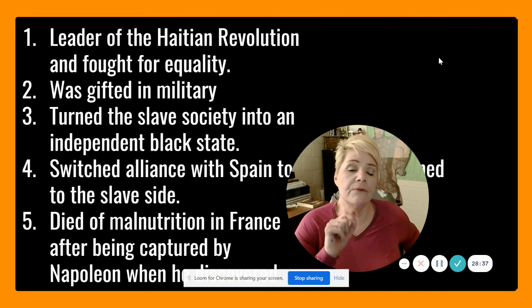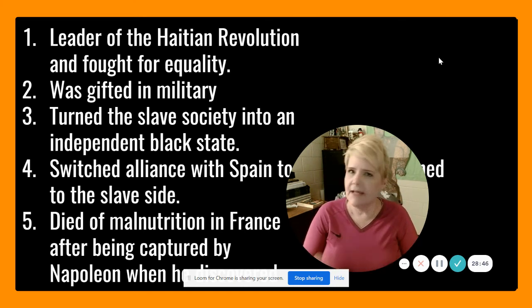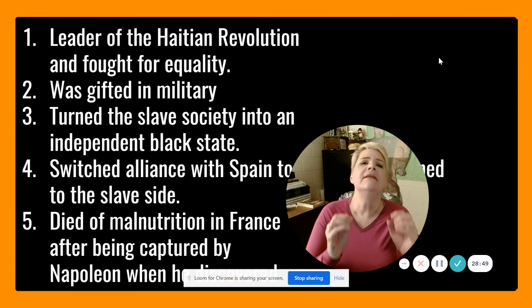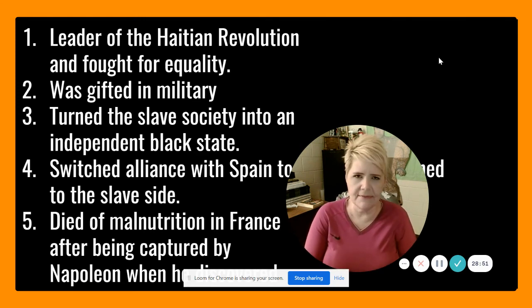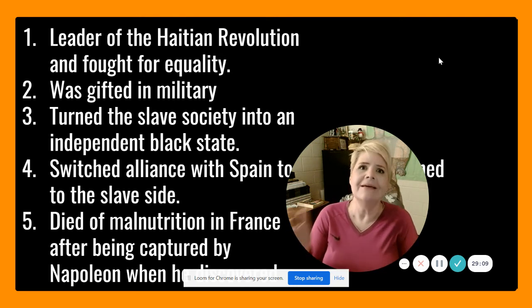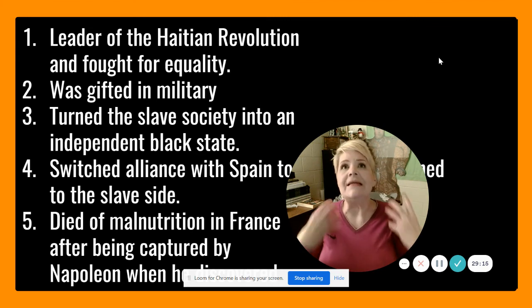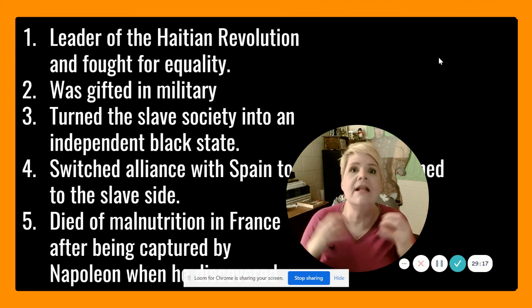First of all, Toussaint was a very gifted military expert. He knew what to do. Guys, I'm telling you right now, the most successful teams, I'm talking athletic teams, know their enemy. That's exactly what Toussaint did. He knew how to rise up against the enemy. Where were their strengths? Where were the weaknesses? And how can we use them to our advantage? That was Toussaint. Then he turned the slave society into an independent black state, which was phenomenal.